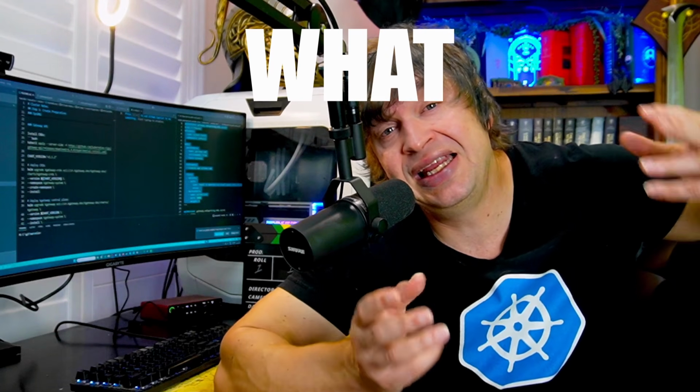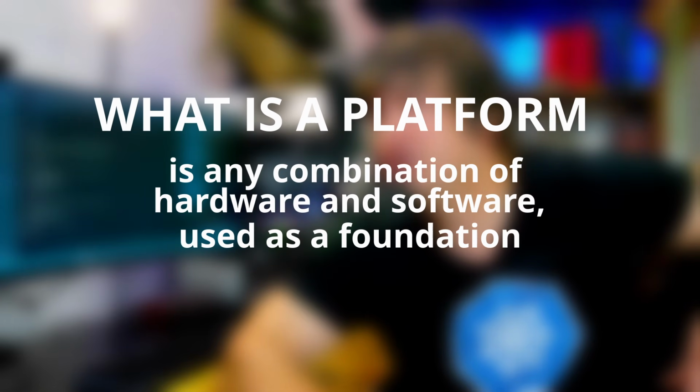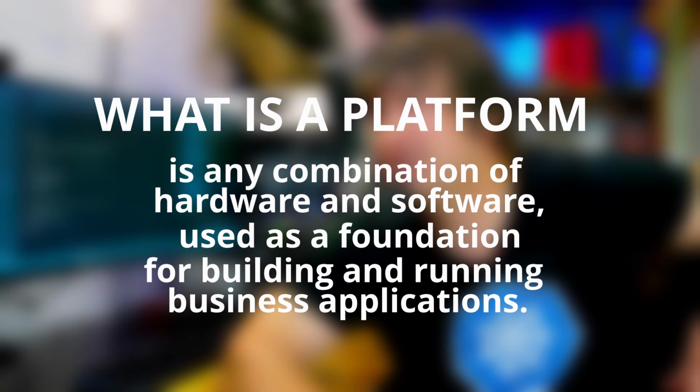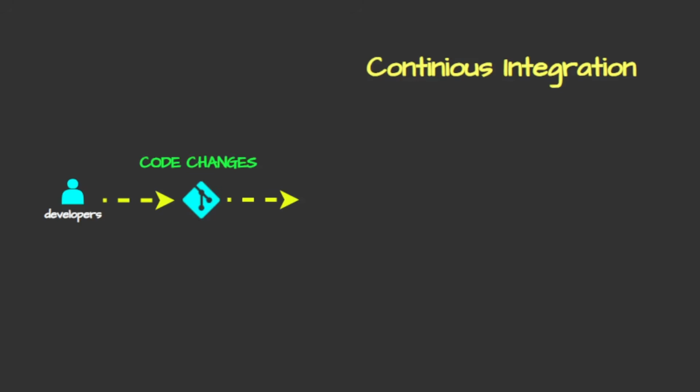Let us start with a simple question. What exactly is a platform? In simple terms, a platform is any combination of hardware and software used as a foundation for building and running business applications. A well-built platform allows developers to push code, which kicks off continuous integration.